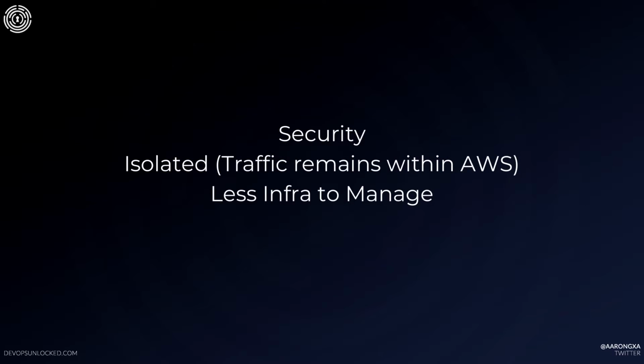Some benefits to using a private link is that the traffic will remain within your VPC, allowing for better security posture when handling compliance and regulations like PCI or HIPAA. Also, less infrastructure to manage. For example, this doesn't require a peering connection or an internet gateway.